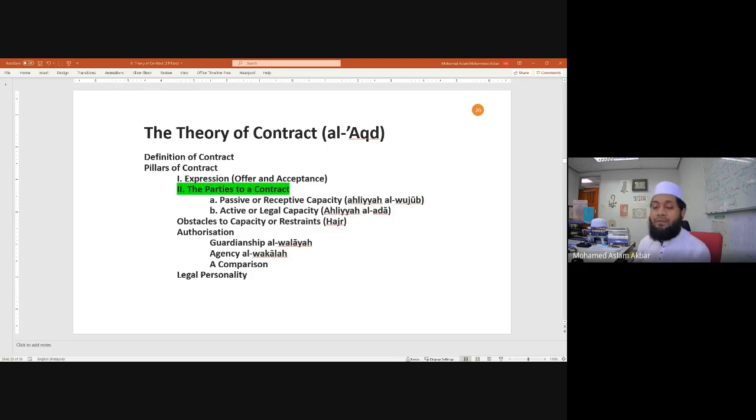This actually happens when a minor has no parents. Sometimes the minor becomes an orphan, but he has properties. The minor means the small boy, the small girl, right? Those who are not major, we call them minor. But sometimes you are not a minor, you are a major, but at the same time you also want someone to act on your behalf. We call it agency, wakala. So these are the things, inshallah, that today we are going to talk about.